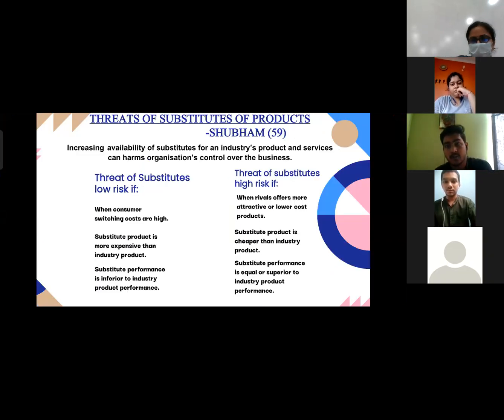Yeah, the threat of substitutes is high risk when rivals offer more attractive or lower cost products. The substitute product is cheaper than the industry product, and substitute performance is equal or superior to the industry product performance. In this case, I will tell the example of the telecom sector.